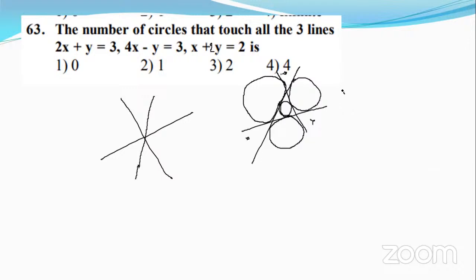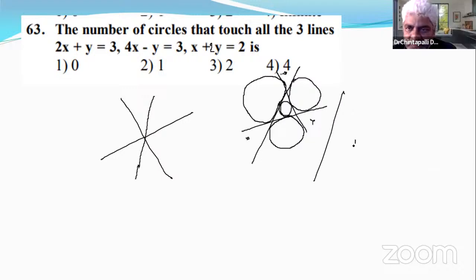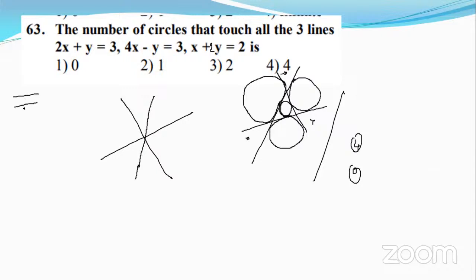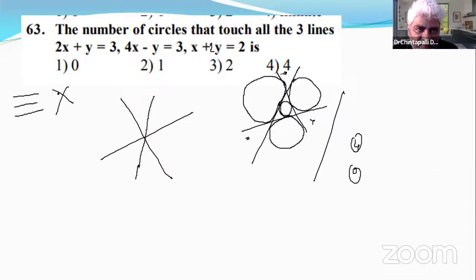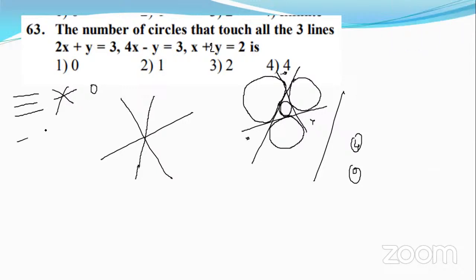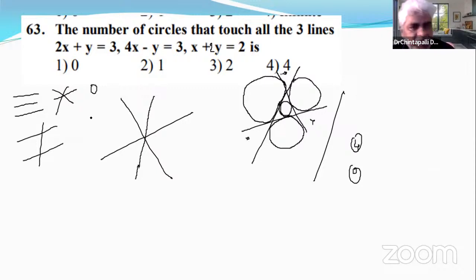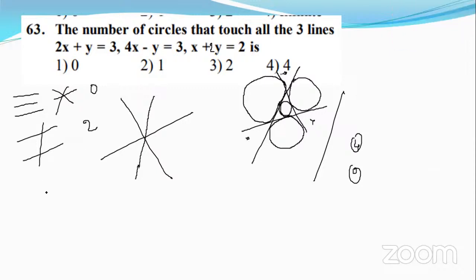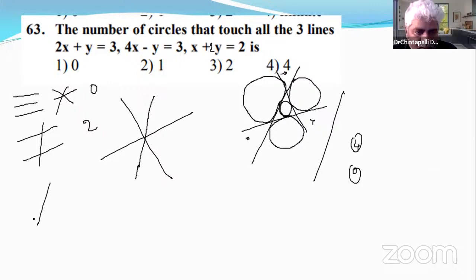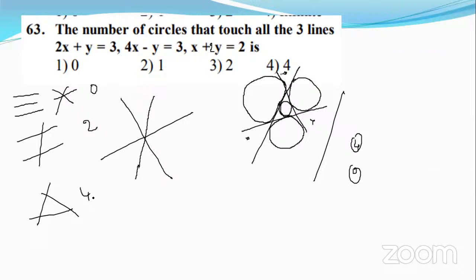So in this model, the highest number of circles is four. The least number of circles is zero. If the three lines are like this, zero circles. If two lines are parallel, then two circles. If none of them is parallel, then four circles are possible. Got it?